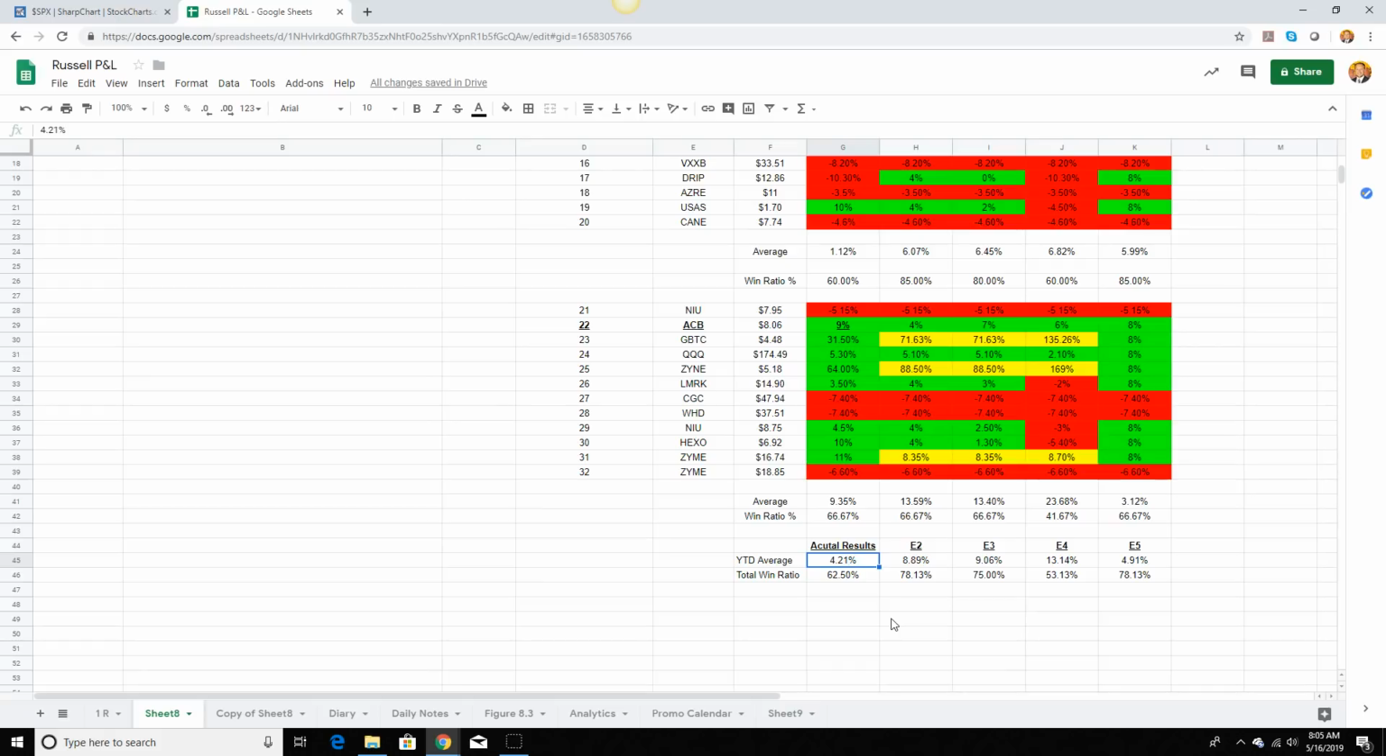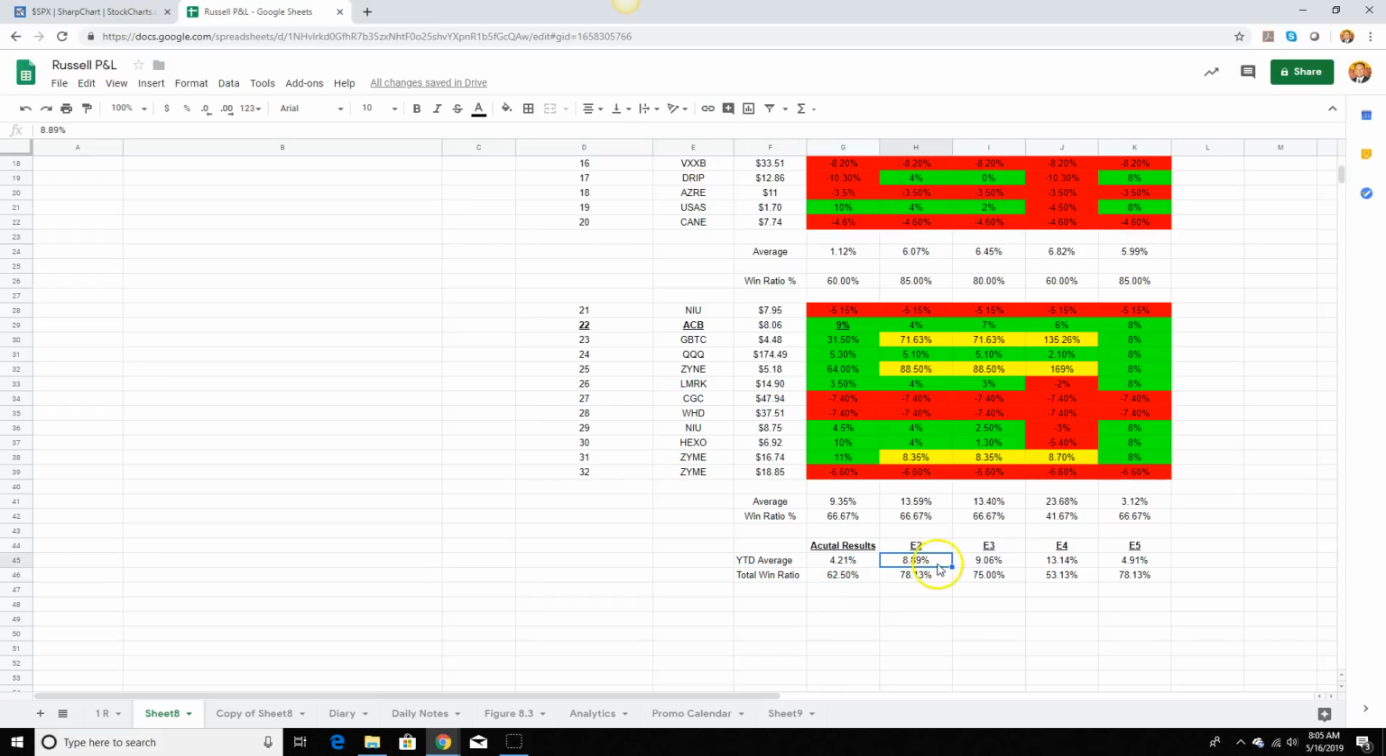I think that if I can average a 5% gain per trade, I'm going to have a really, really good year. After looking at these results, I think I can do a lot better than that because I'm just playing from behind so much. So those are my actual results. The win ratio of 62.5% is typically where I'm at.